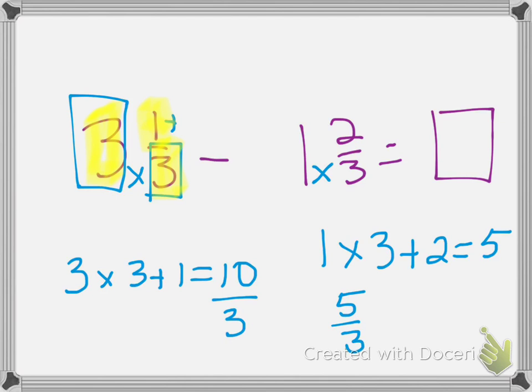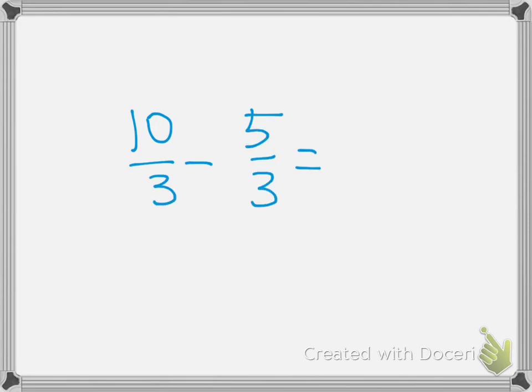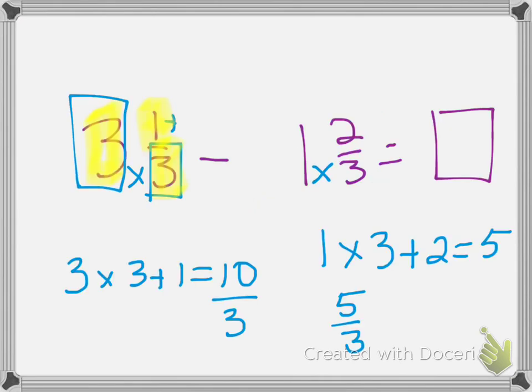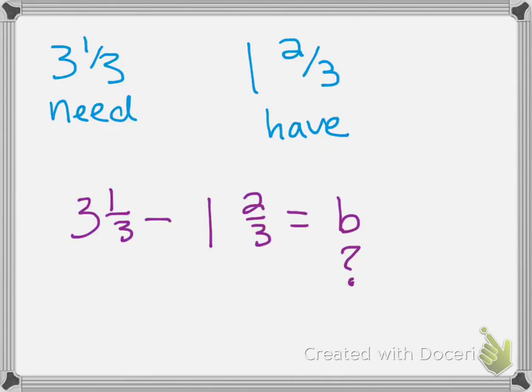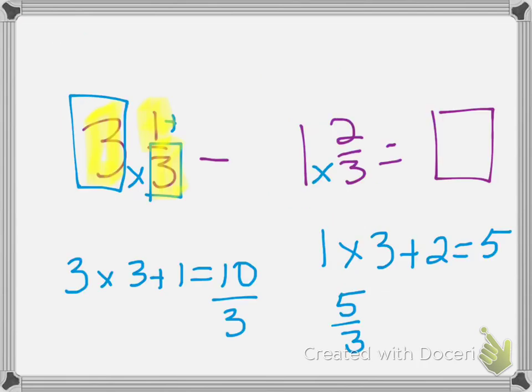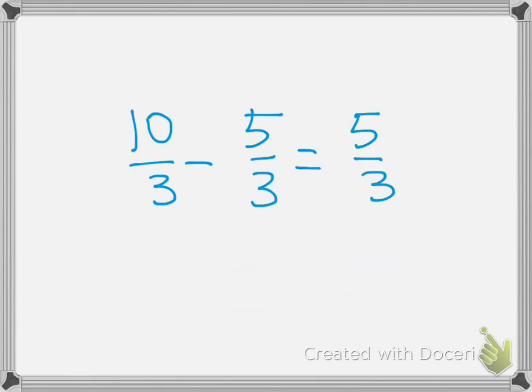So next slide, we have 10/3 minus 5/3. 5/3. That's right, 5/3. So going back to our initial slide, we need 3 1/3 cups. We have 1 2/3 cups. So the amount more that we need to get is 5/3 cups.